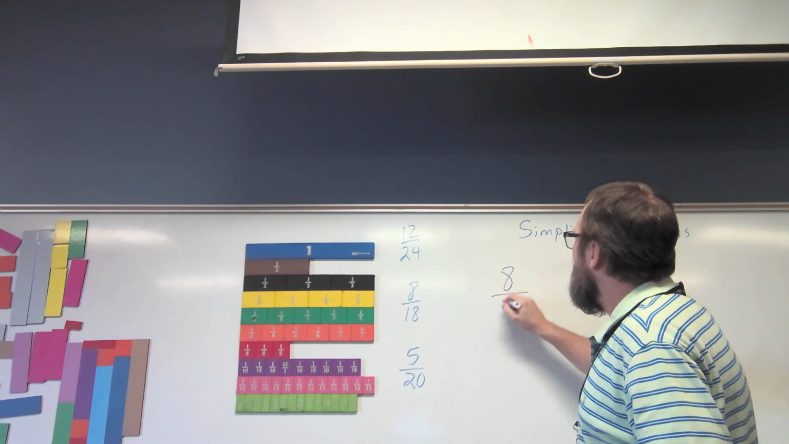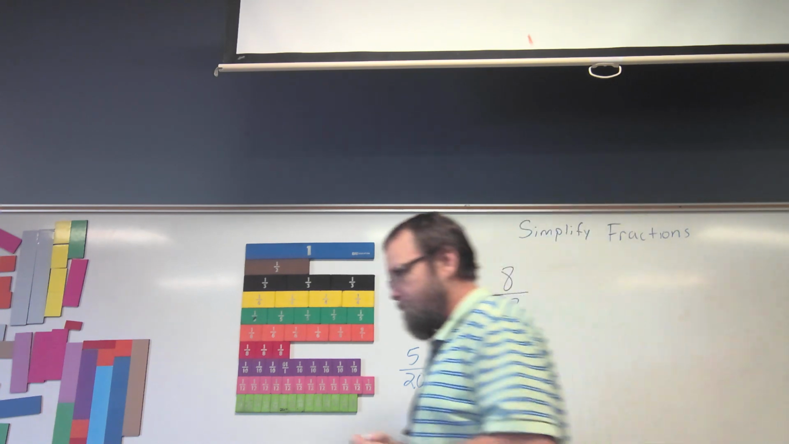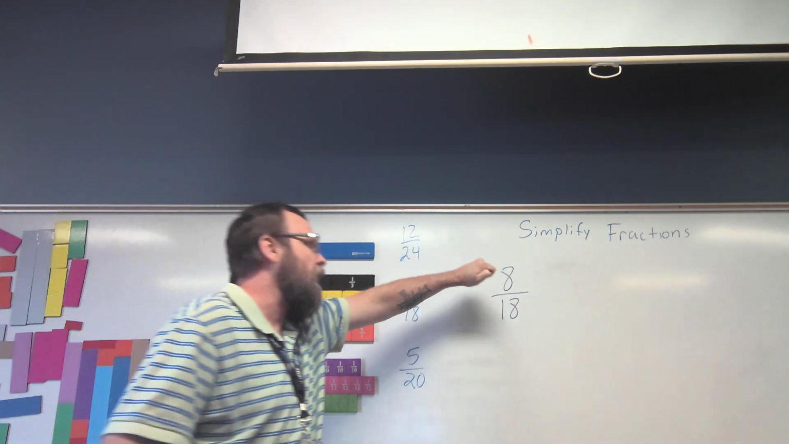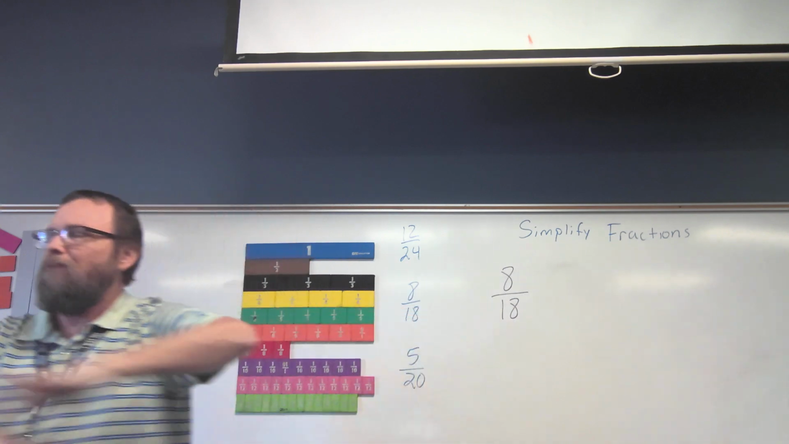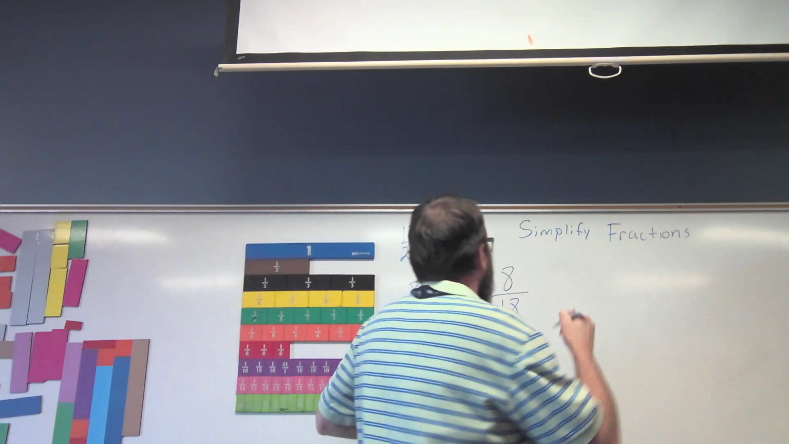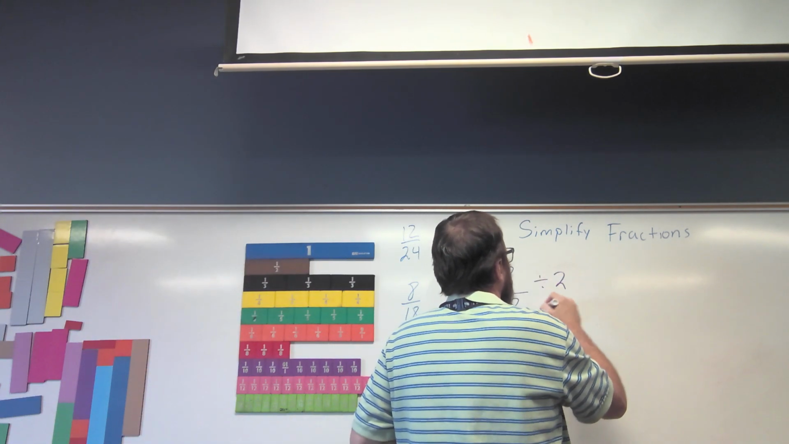We have the fraction 8/18. Now we have to ask ourselves, is there a number that can divide evenly into both 8 and 18? And we can't use 1. If I divide them both by 1, it doesn't make it any smaller. So Jaden? 2. I can divide these both by 2.